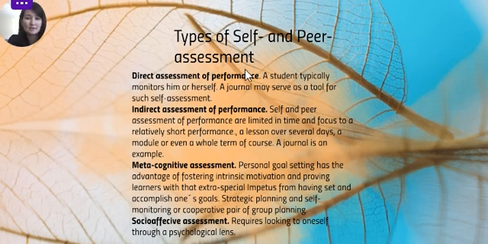The first one is direct assessment of performance. Students typically monitor him or herself. A journal may serve as a tool for such self-assessment. Indirect assessment of performance: self and peer assessment of performance are limited in time and focus to a relatively short performance, a lesson, over several days, a module, or even a whole term of a course. A journal is an example.